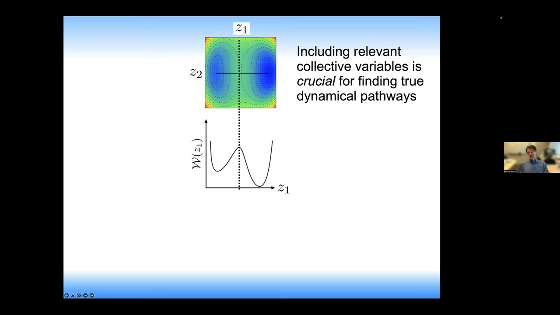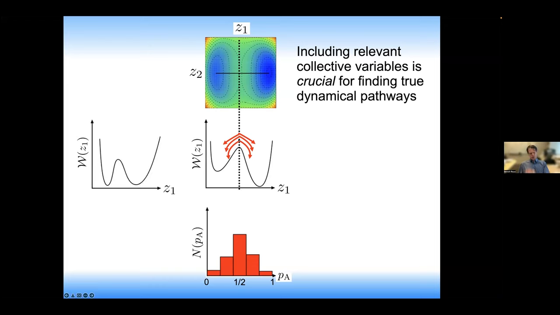And I could check that this is true by launching a lot of simulations at the top of my one-dimensional barrier. If I do that, half of them will go to the left well, and half of them will go to the right well. And if I do a histogram of what we call the probability to commit to one well or the other, the committer probability density, if it's sharply peaked around one half, it means that Z1 is a good representative variable for that reaction.